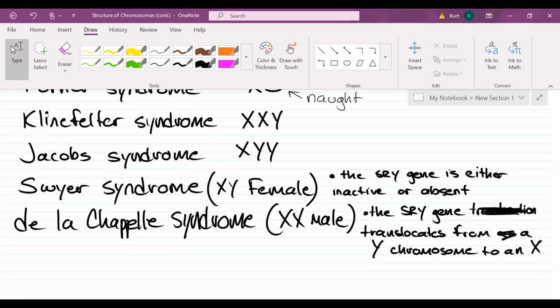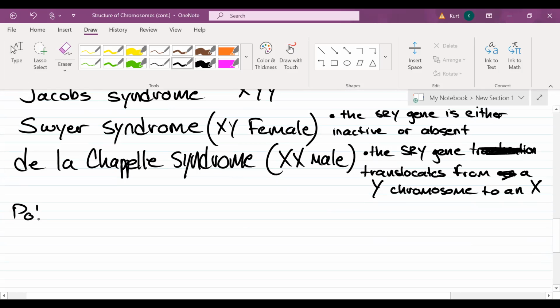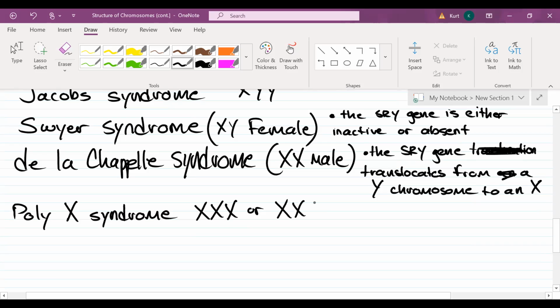And then the last one, we have poly X syndrome. This is where females can have 3 X's or sometimes even 4. So they can have 47 or even 48 chromosomes. It has been documented. It has happened. So as you all can see, these people are alive. They can reach adulthood. It is much more likely to survive a condition in your sex chromosomes than it is your autosomes.